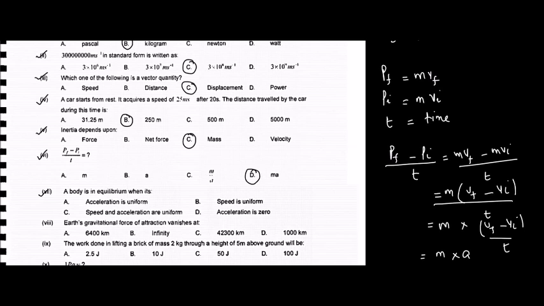Question number 7. A body is in equilibrium when, we have 4 options. Acceleration is uniform, speed is uniform, speed and acceleration are uniform, and last, acceleration is 0. Remember the basic condition for equilibrium: the net force must be 0. This equation gives a clear vision. If net force is 0, that means acceleration of the object is also 0. That's why option D is the correct answer.